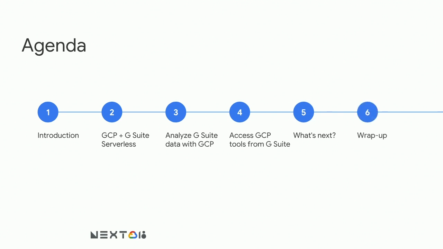So this talk is broken up into 6 major parts. We're going to go through some introduction, talk about what serverless is in general in case you're new to it. Then we're going to describe each of the different products on the GCP side for serverless as well as on the G Suite side. And then we're going to go into the two demo apps where, one, we're going to analyze G Suite data using GCP. And then the other app is how to access GCP technologies from the G Suite side. And then we'll give you some inspirational ideas as to where you can take this, you know, what's your next step. And then we'll wrap it up after that.